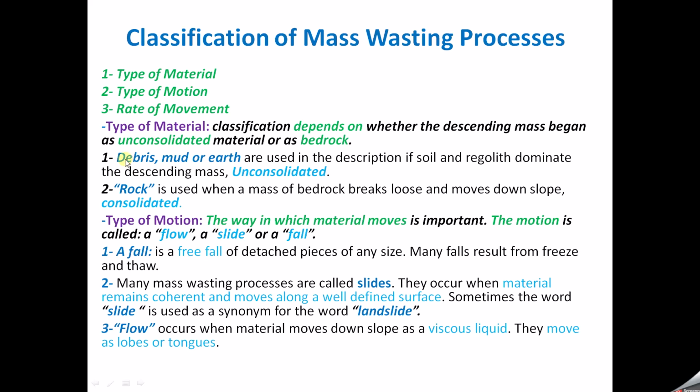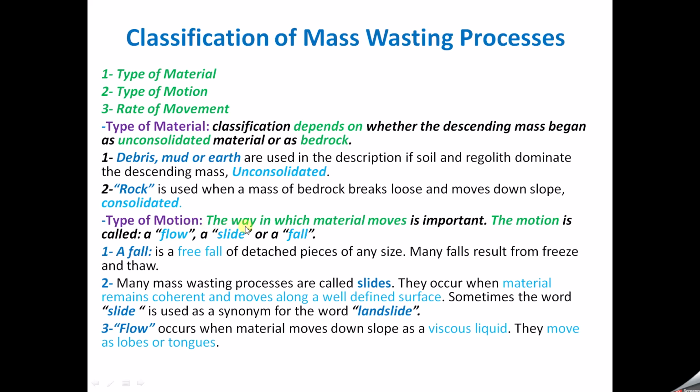So what we have in this: debris, mud, or earth are used in the description of soil and regolith dominating the descending mass. So all of this is unconsolidated. Say debris flow, mud flow, earth flow, that means unconsolidated material. Rock is used when a mass of bedrock breaks loose and moves downslope, consolidated. So consolidated would be described as rock flow, and unconsolidated as debris flow, mud flow, or earth flow.